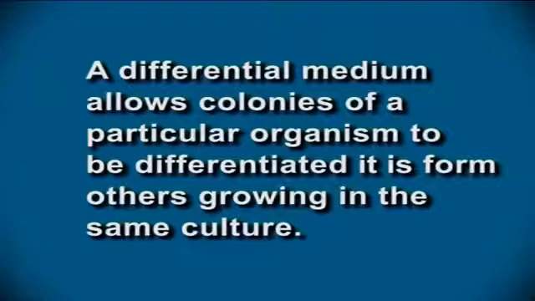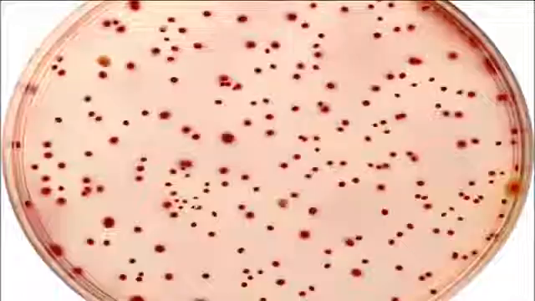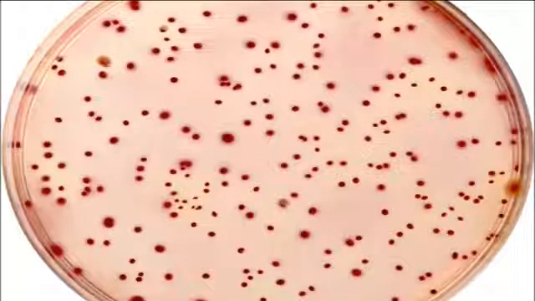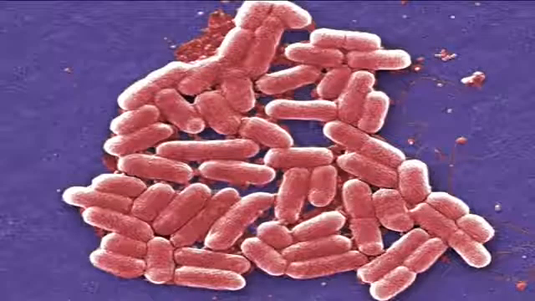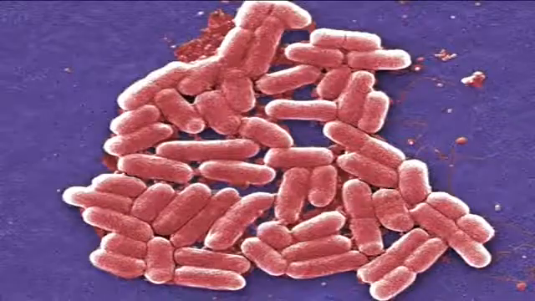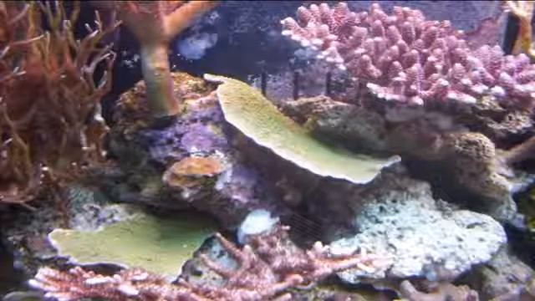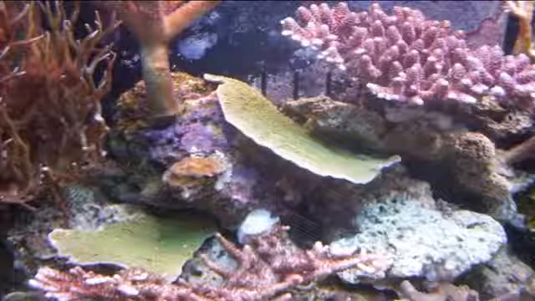Let's learn about differential medium. A differential medium allows colonies of a particular organism to be differentiated from others growing in the same culture. These media provide environments in which different bacteria can be distinguished from one another. For instance, violet red bile agar is used to distinguish coliform bacteria such as Escherichia coli, or E. coli, from non-coliform organisms. The coliform bacteria appear as bright pink colonies in this media, while non-coliforms appear light pink or clear.